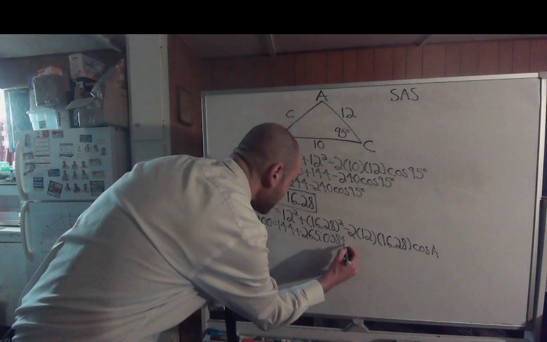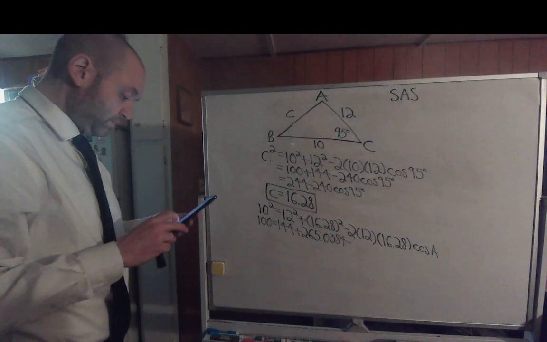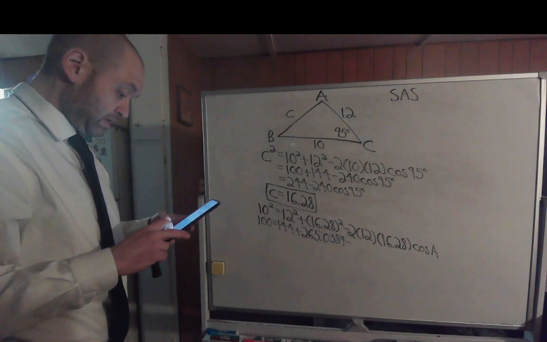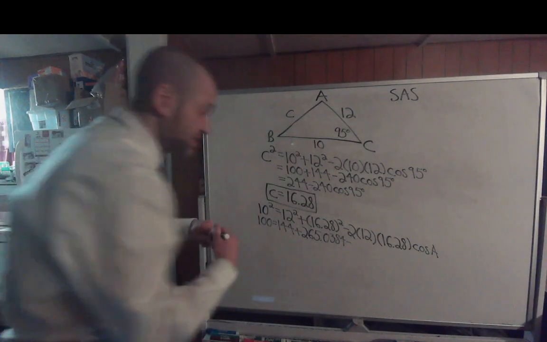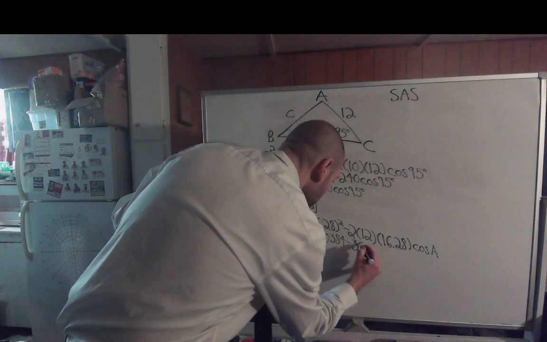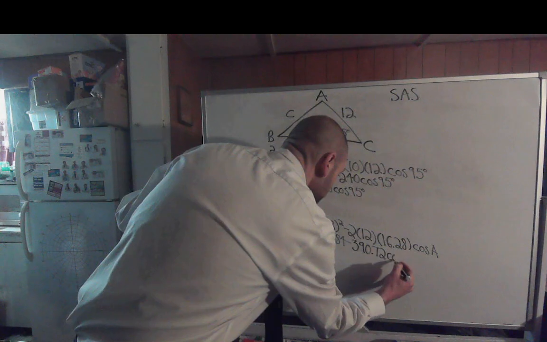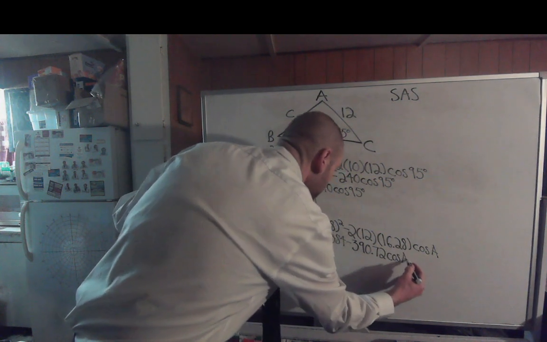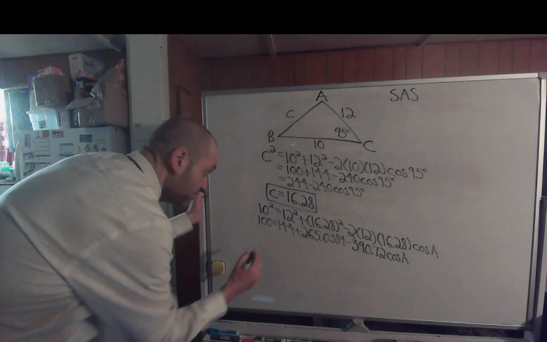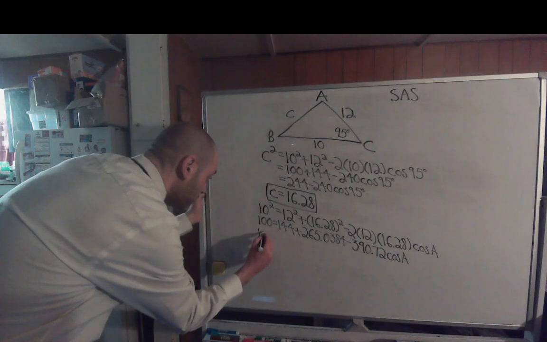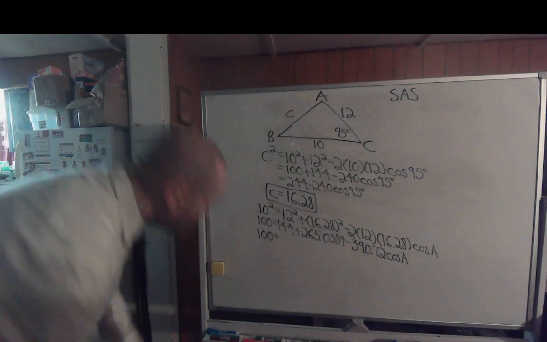265.0384 minus whatever that mess is. $390.72 times the cosine of A. And then we are going to, of course, simplify this a little bit more. That means 100 would equal whatever this mess is.